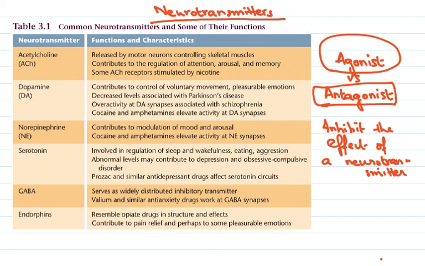And GABA works somewhat as an antagonist in certain cases, in the case of anxiety, right? Because a lot of anti-anxiety drugs work at GABA synapses, behaving as antagonists, right? And then what you see here is that, again, it serves as a widely distributed inhibitory transmitter, right? So these are mostly inhibitory transmitters, right?